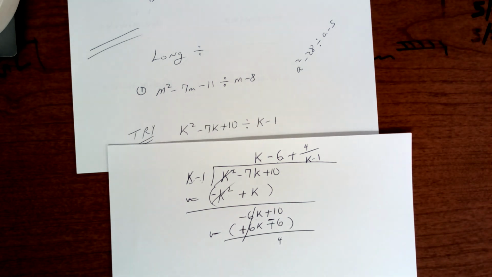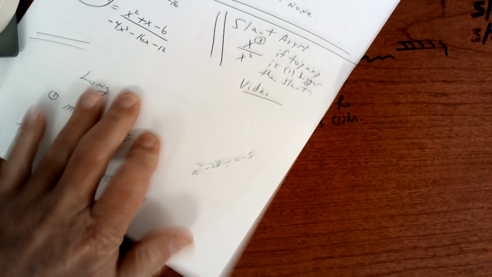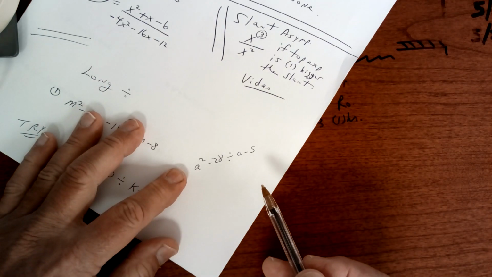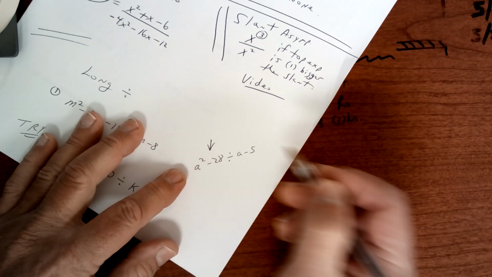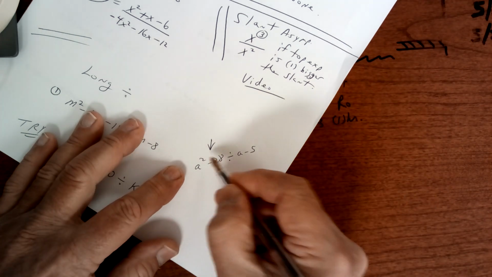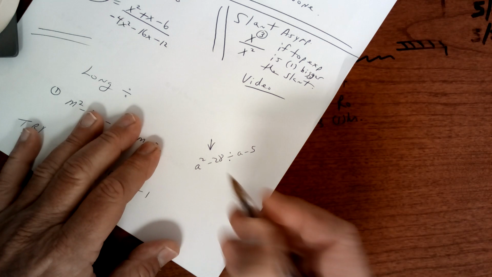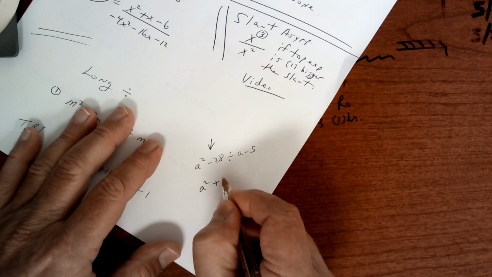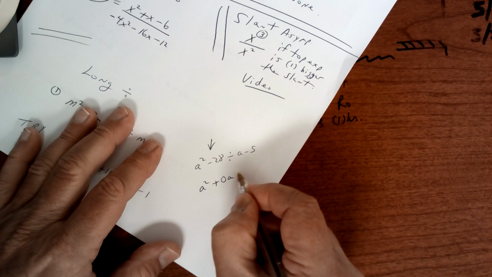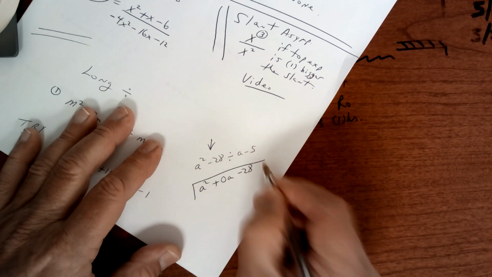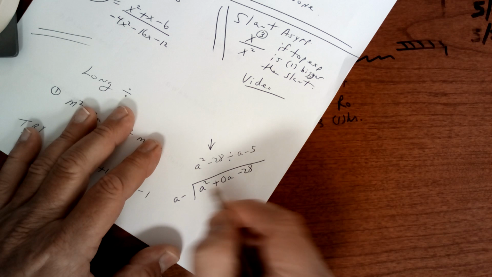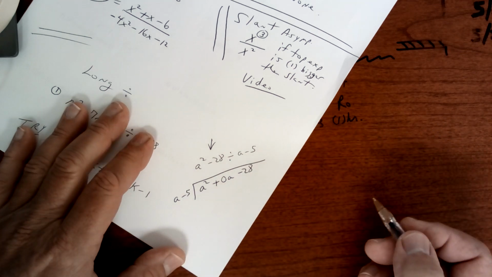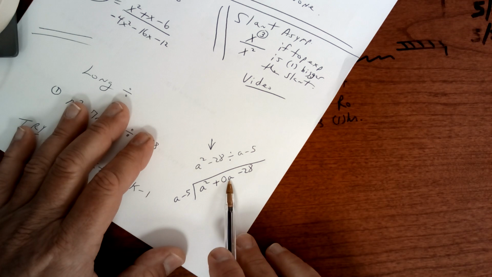Now, copy this one down right here. And the way this one works is you're missing the a in the middle. See, it should be 2, 1, 0. So you got to write that. So a squared plus 0a minus 28, all divided by a minus 5. And then you work it the same way. But you have to have a place value for the one you're missing.